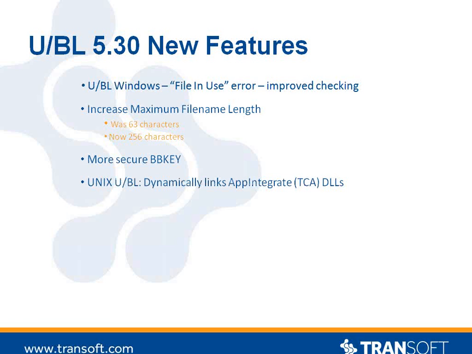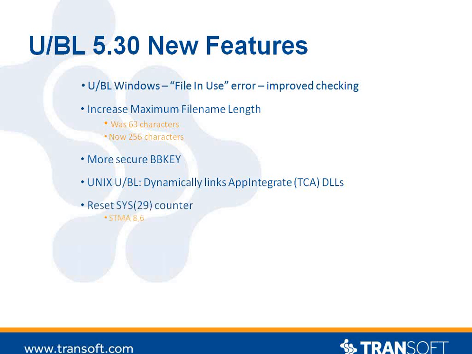Okay, we've also changed the way App Integrate is linked into the product. Previously it was statically linked, so the version of UBL had to have a particular version of App Integrate or TCA linked into it, but now we dynamically link it. So this means that you need to set the LD library path to point to the path where the TCA libraries or App Integrate libraries exist. This is all documented in the release notice, so it's not much of an extra step to do, really.